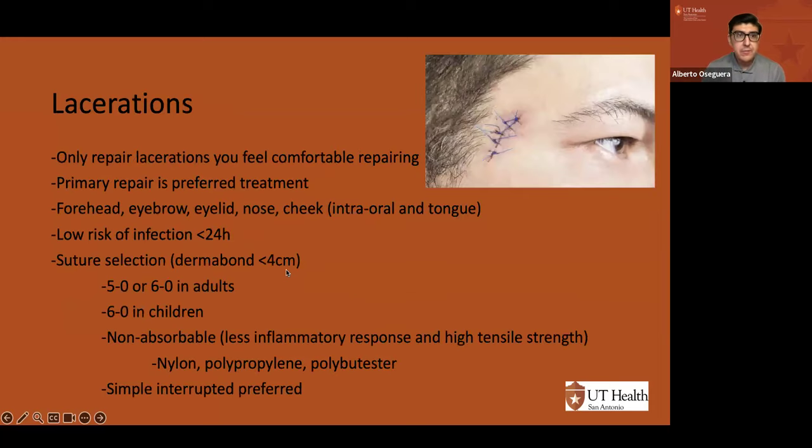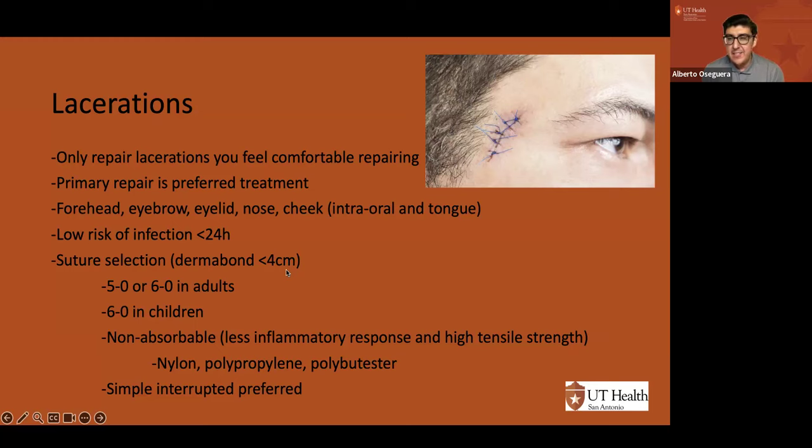So we'll first start off with a discussion about some lacerations, which is going to be super common. I will say to all of you young learners, only repair lacerations that you really feel comfortable repairing. Most of these are going to involve the face. So if there's any sort of cosmetic deformity and you don't feel comfortable with that, then obviously make that aware. And usually the athletes are okay with that.